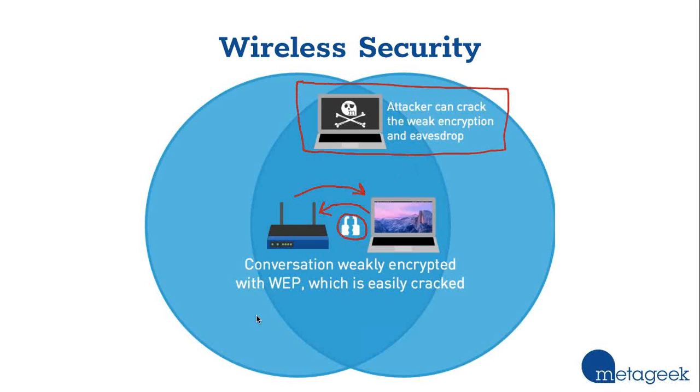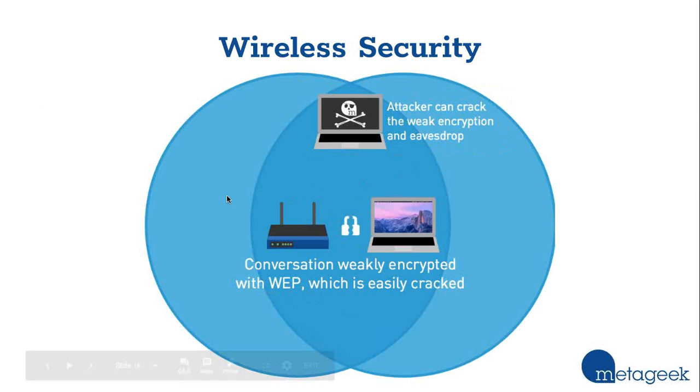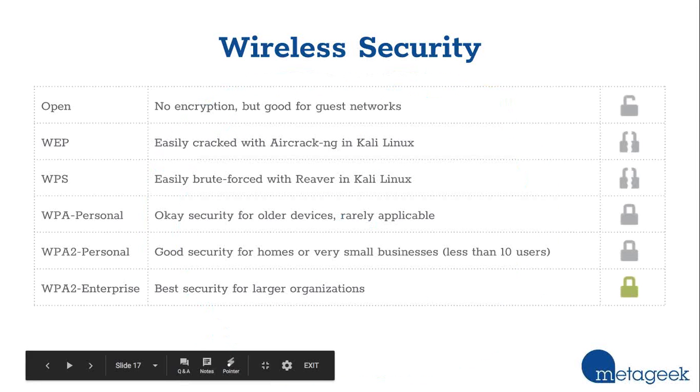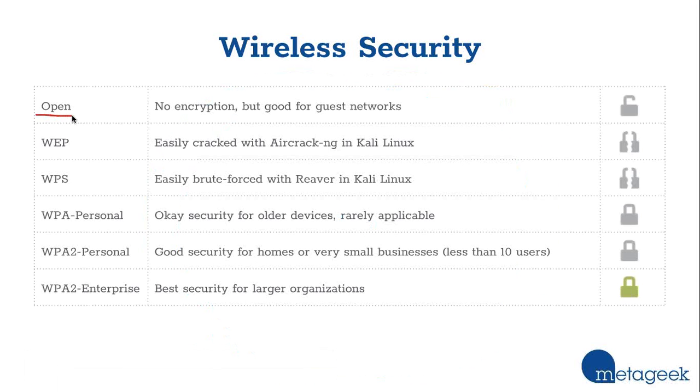And if you use a weak encryption standard like WEP, it can very, very easily be cracked, allowing an attacker to eavesdrop on that encrypted conversation because it's a weak form of encryption. So we need to be sure to use a good form of security like WPA or WPA2 to ensure that we don't run into any of these problems. So here's the different types of security that are out there. The first type is, well, no security at all.